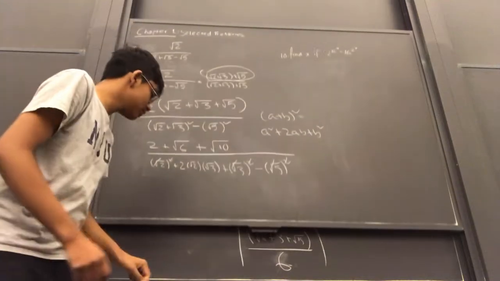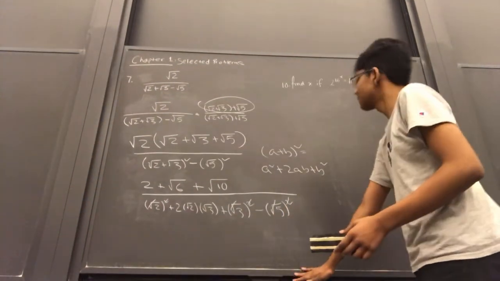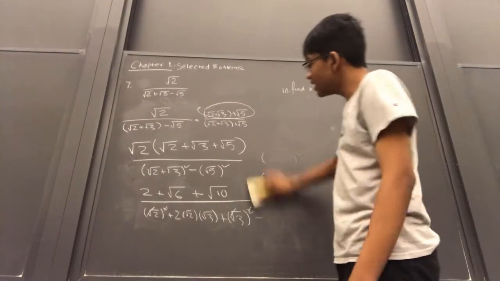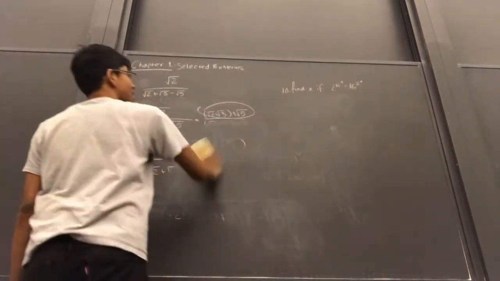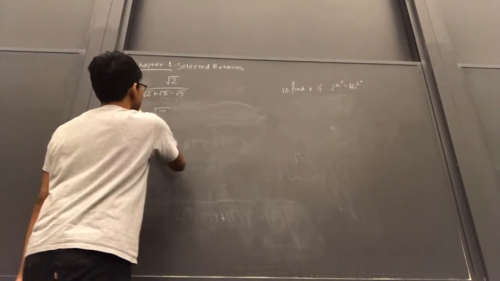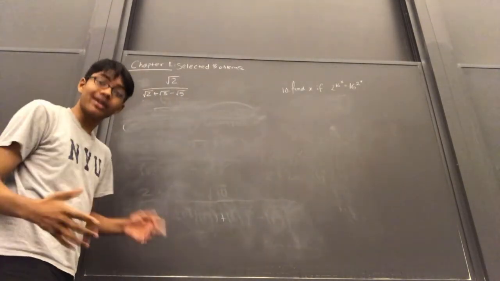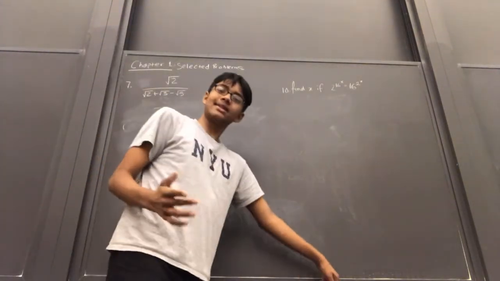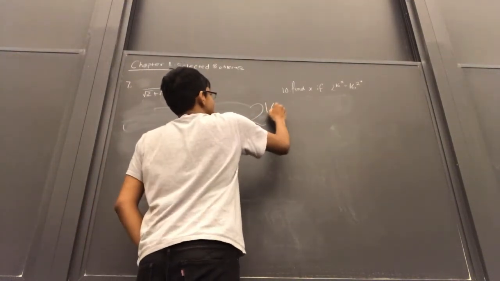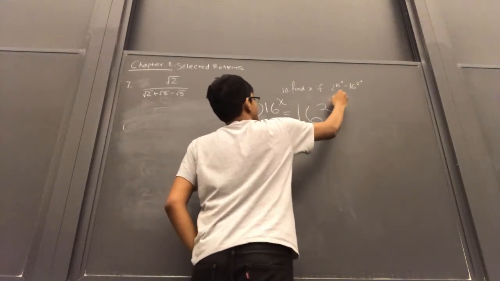Now, let's tackle the second. The second question asks us, find x if 2 raised to 16 raised to x is equal to 16 raised to 2 raised to x. Now this seems like a loaded question, but let's tackle it carefully and find out. So we have 2 raised to 16 raised to x is equal to 16 raised to 2 raised to x.